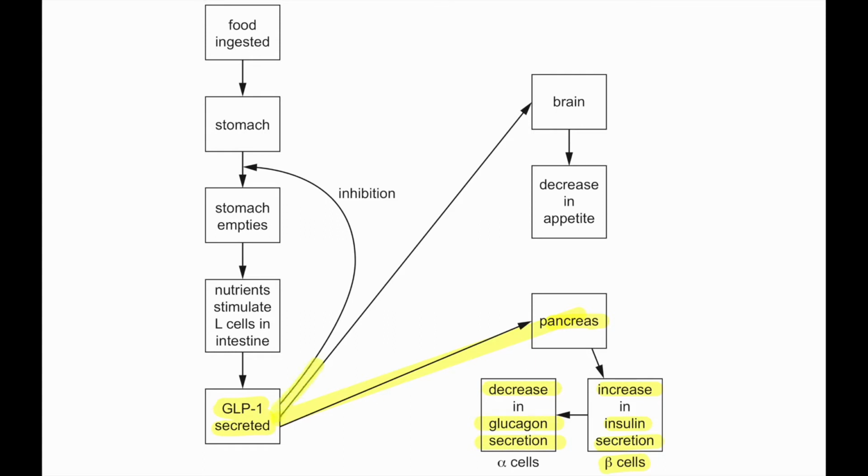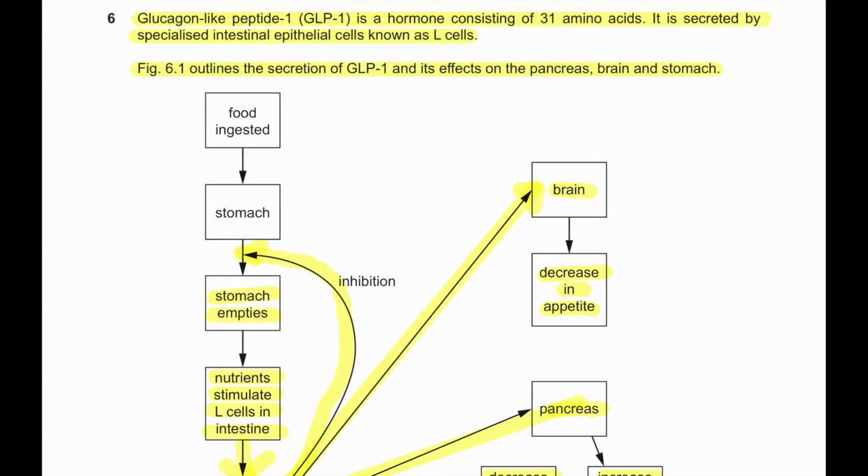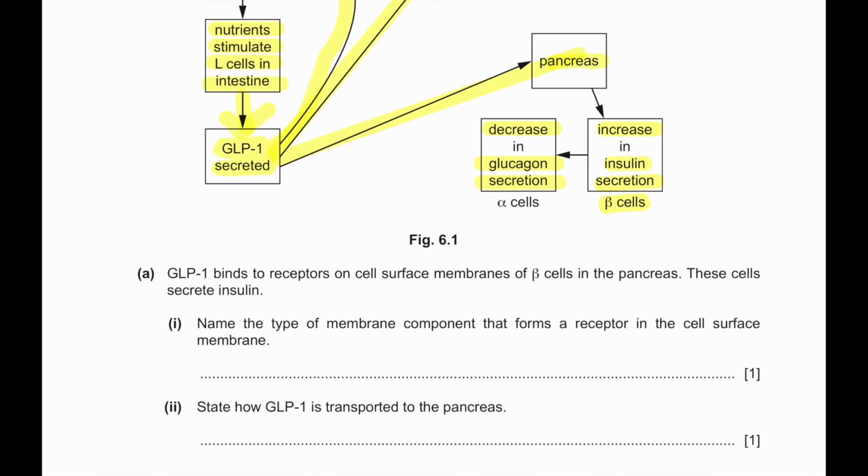Alright, GLP-1, which is secreted, goes to the brain. Then the brain decreases appetite. GLP-1 secreted also causes inhibition of the stomach emptying. The stomach empties, nutrients stimulate L cells in the intestine, and as a result GLP-1 is released. So GLP-1 binds to a receptor on the cell surface membrane of beta cells in the pancreas.